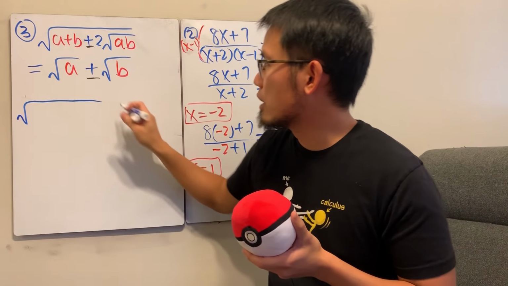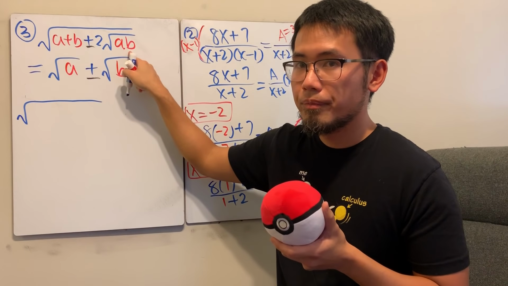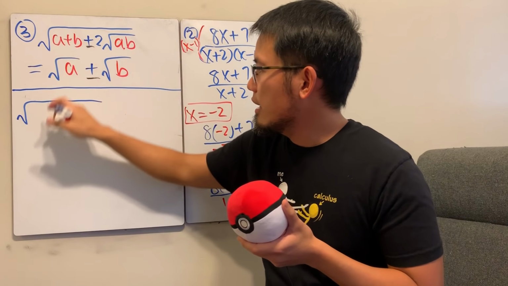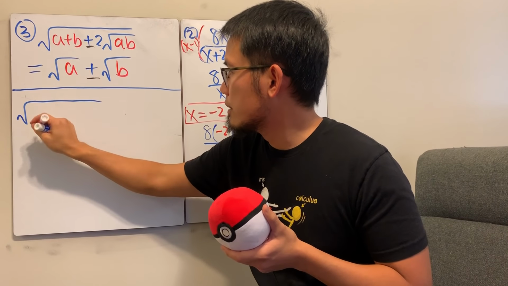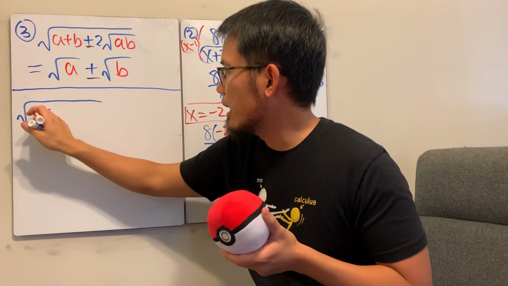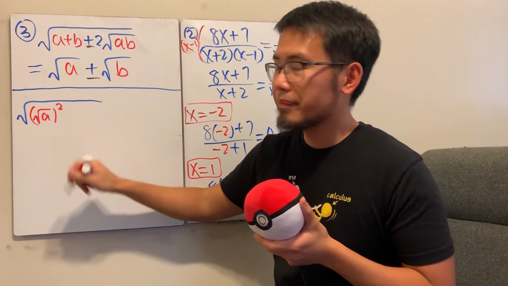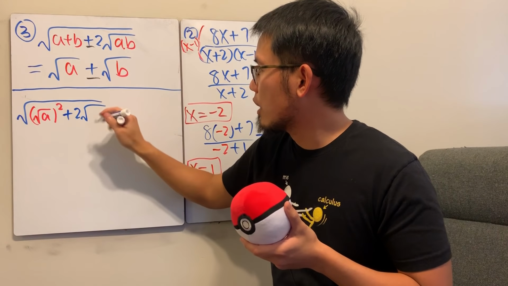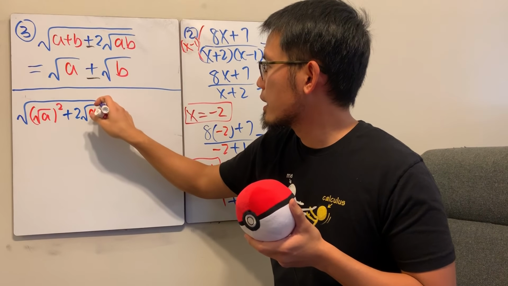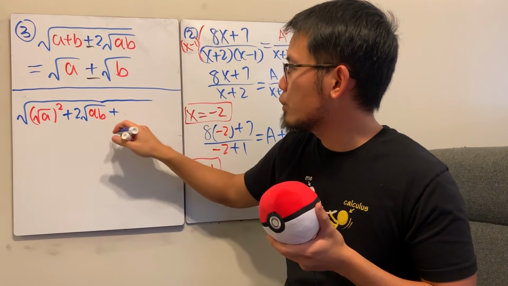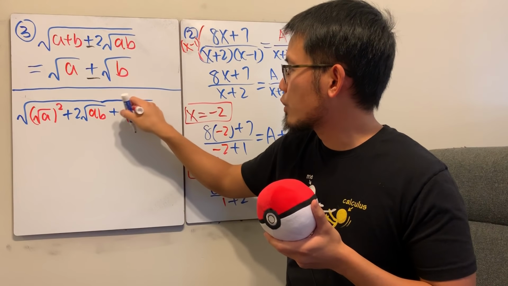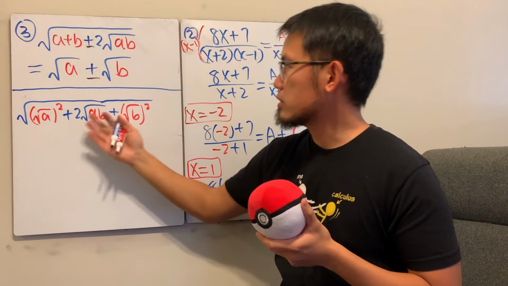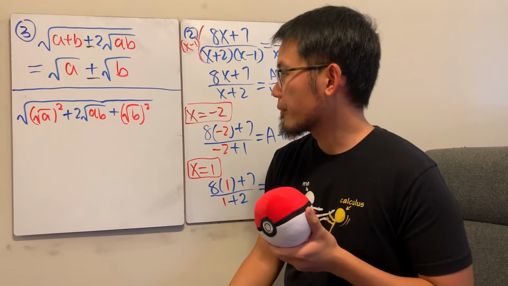Because when you have the square root of this right here, I can look at the a as the square root of a, squared. And then I'm going to put this part in the middle, so plus 2 square root of ab. And then I will just add it with b. I will look at that as the square root of b, squared. You see, they cancel. This is the same as the original.